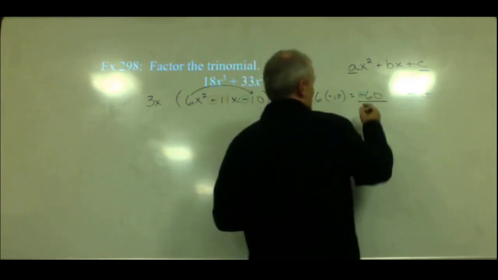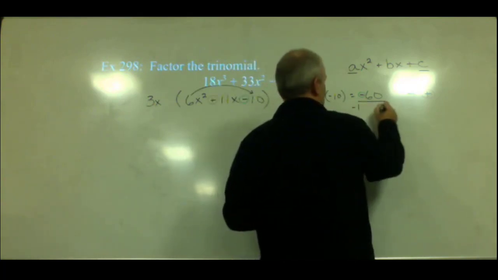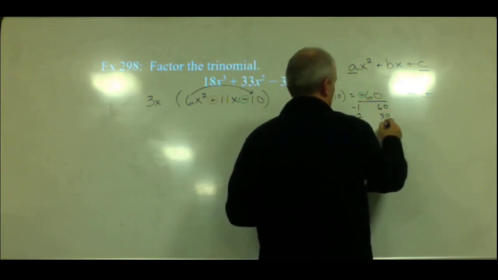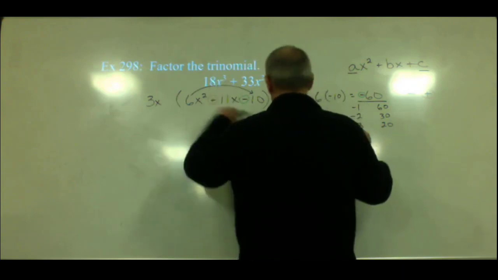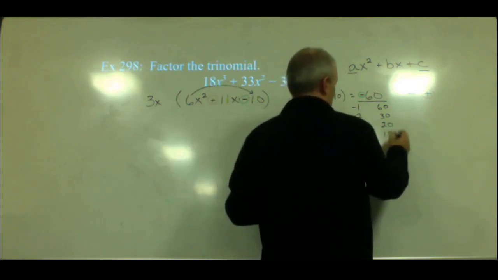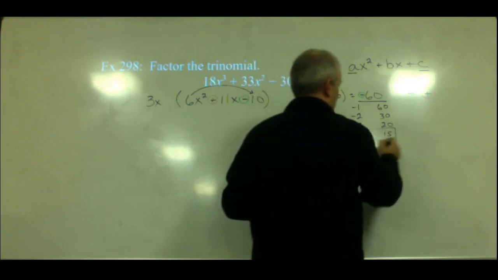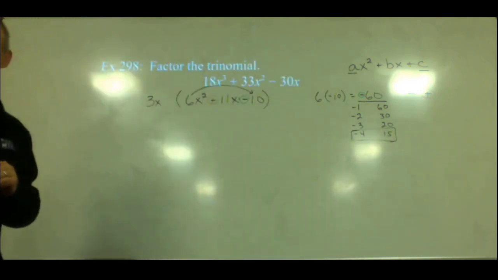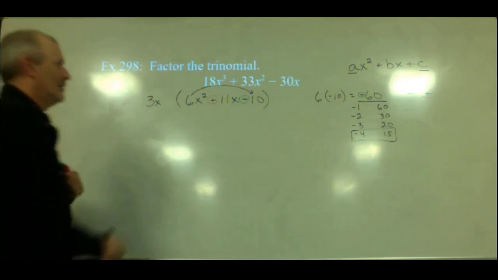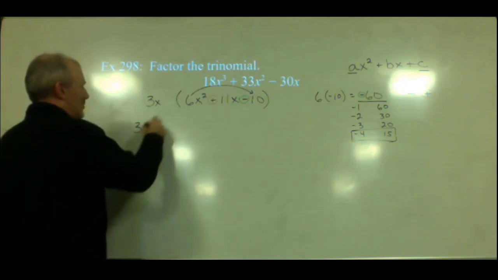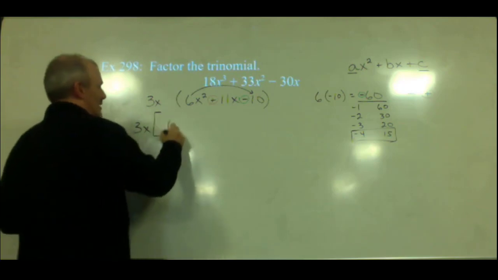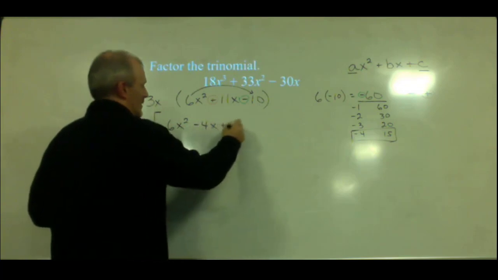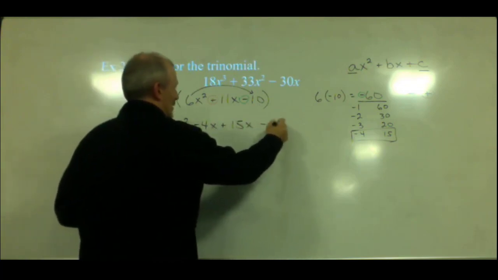So if we look at this, we've got the bigger one is positive. So negative 1 and 60 doesn't work. Negative 2 and 30 doesn't work. Negative 3 and 20 still doesn't add up to 11. Negative 4 and 15, I think that's the one, right? That makes sense? So then remember the 3x just hangs out, and I'm going to use brackets again just to emphasize that it's out there. And we're going to have minus 4x plus 15x minus 10.